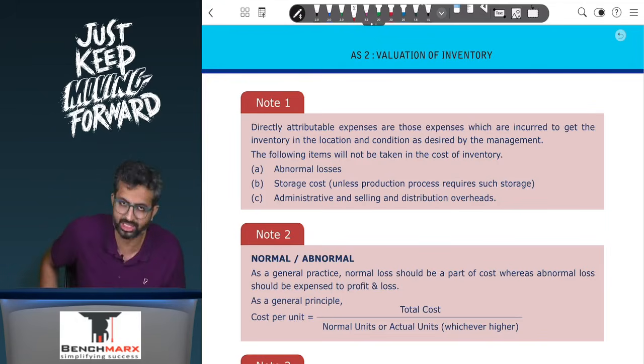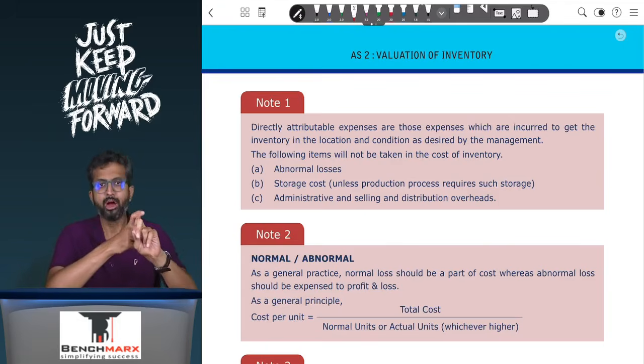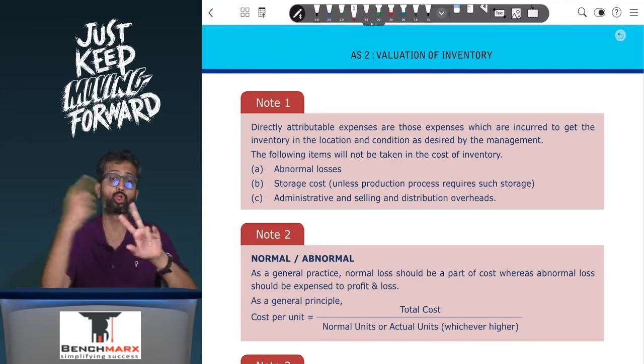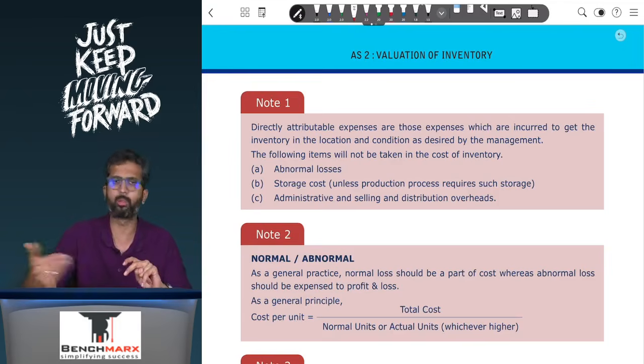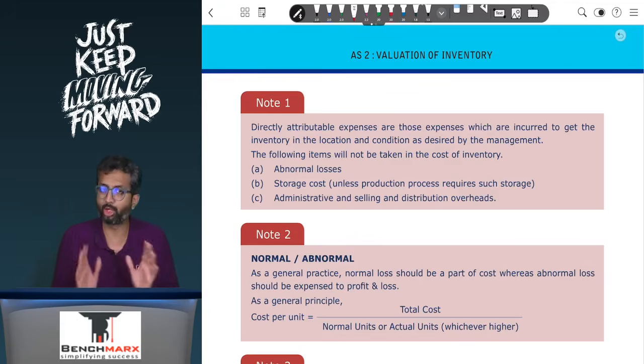This is as per generally accepted cost accounting practices. So three things that will not be a part of the cost will be: first, selling, distribution, administrative and general overheads; second, storage costs unless the storage is necessary to bring about the desired change; and third is your abnormal losses. Normal loss can be a part of cost, abnormal loss will be taken to the P&L. Now, how do you determine the normal and abnormal loss?